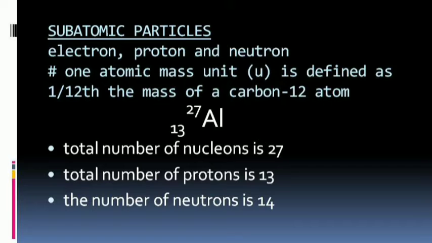One atomic mass unit is defined as 1/12 of the mass of the carbon-12 atom. As you can see on the screen, there is an atomic symbol for aluminium, which indicates 13 is the atomic number and 27 is the atomic mass number. So there are 27 nucleons in the aluminium, 14 neutrons are present, and the number of protons is 13. So there is a variation in the number of protons and neutrons. How and why is this variation here?